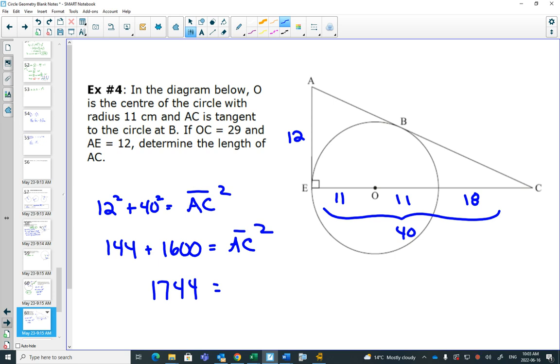That'll be around 42. Square root of 1744 is 41.76. Did I say it was around 42? Okay.